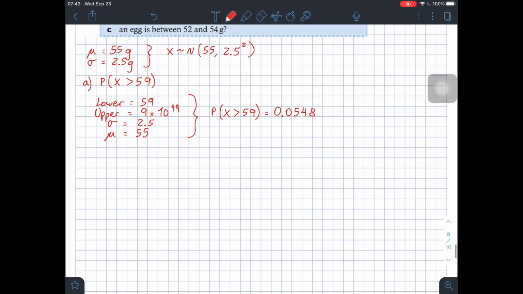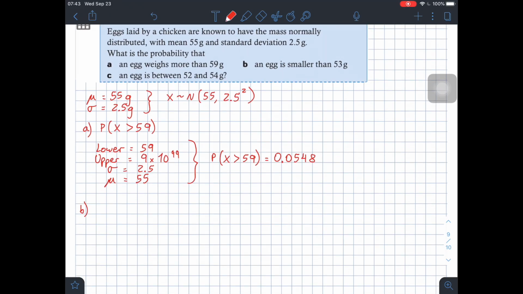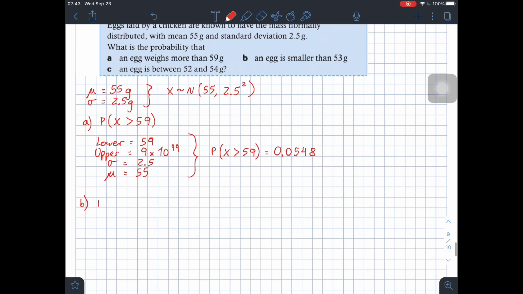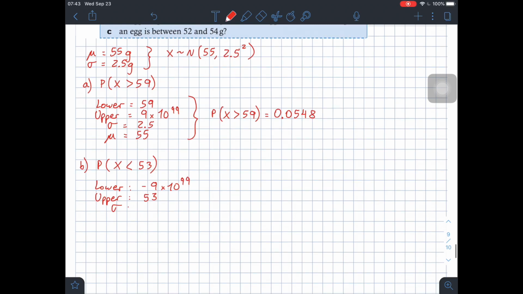Okay, so if we move on to part B, it says the following. An egg is smaller than 53 grams. So basically we're doing the same thing, but now we're looking for the probability of x being less than 53, right? We don't need to do a sketch for this. We already know what we need to do. In this case, our lower boundary would be negative infinity, right? Because it's values less than 53. So negative infinity, negative 9 times 10 to the power of 99. Our upper boundary would be 53. Our standard deviation would be 2.5, and the mean is equal to 55 as always.